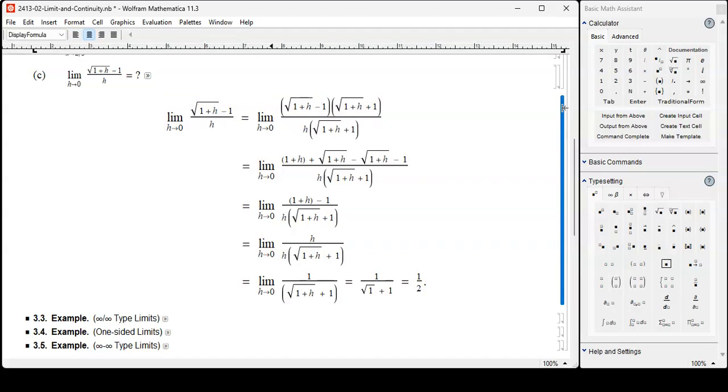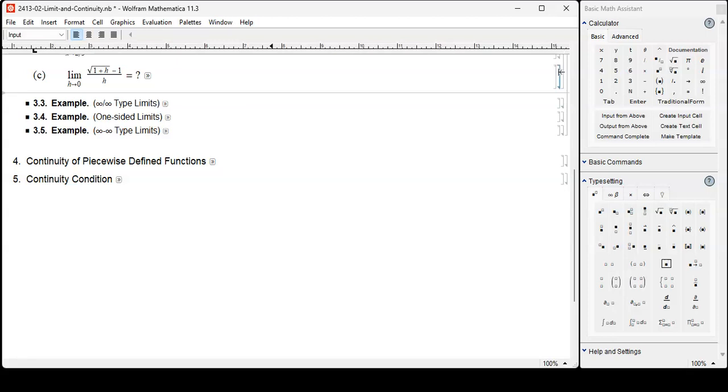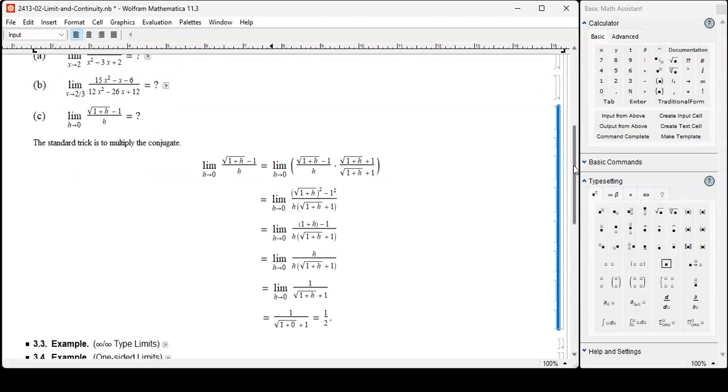After some simplification, you end up with a trivial limit as before. What did I do here? Well, yeah, exactly the same computation. Same computation.